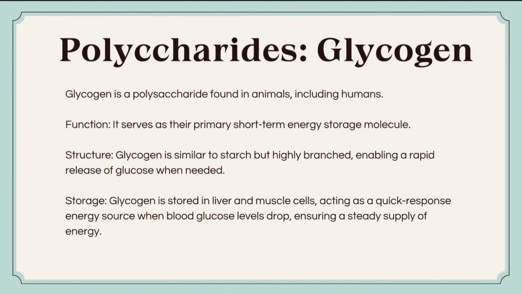Finally, we have glycogen, a polysaccharide found in animals including humans, serving as their primary short-term energy storage molecule. Glycogen is similar to starch but highly branched, allowing for rapid release of glucose when needed. Stored in liver and muscle cells, glycogen acts as a quick response energy source when blood glucose levels drop, ensuring a steady supply of energy.